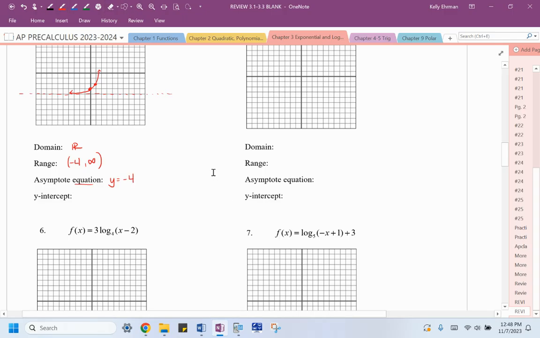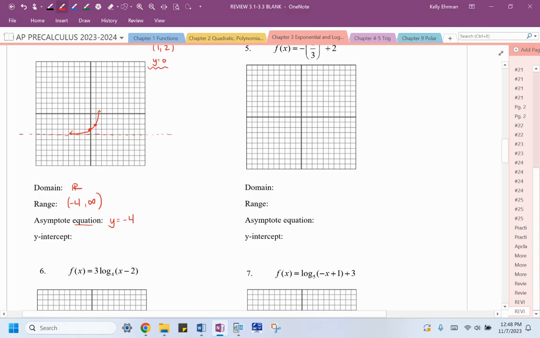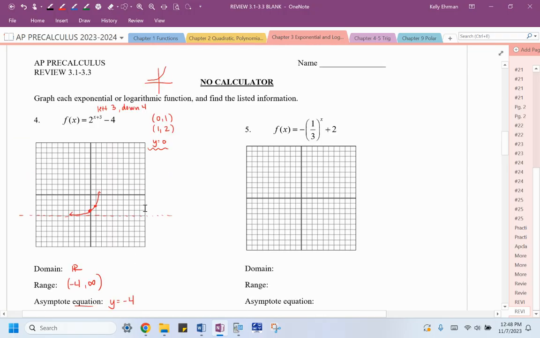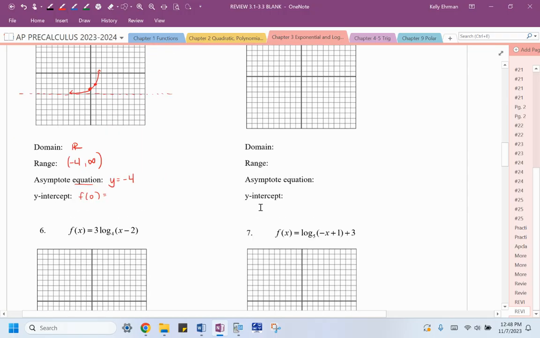And for the y-intercept, I can see this on my graph. I can also say f of 0, if you want to do the math behind it, is 2 to the third minus 4. I would really only do the math if I couldn't see the y-intercept on my graph for some reason. So this one you can just get right off of your graph.